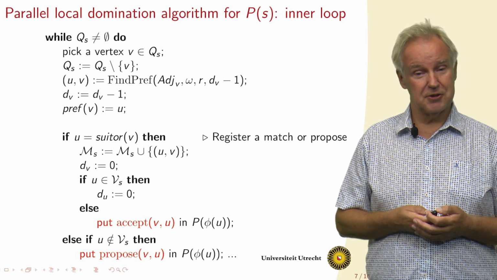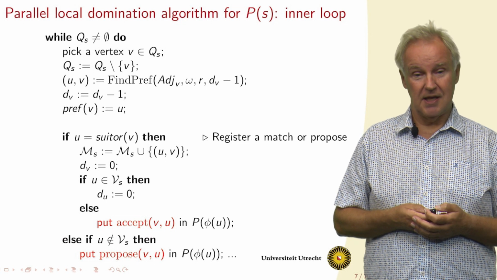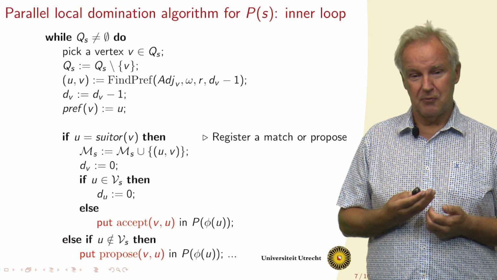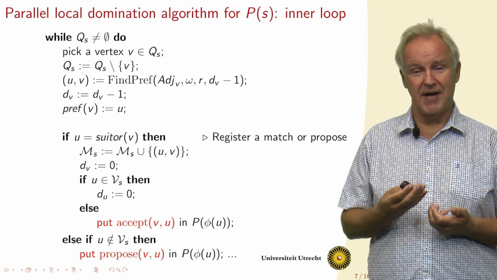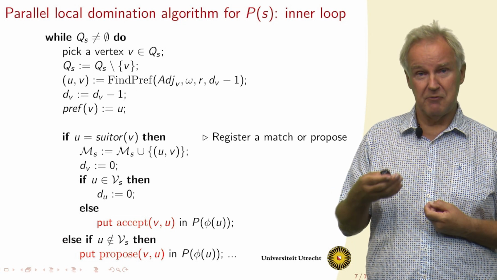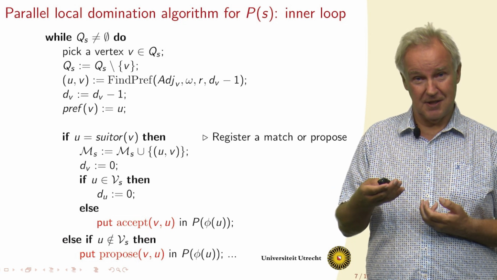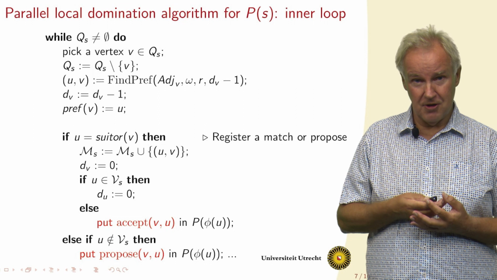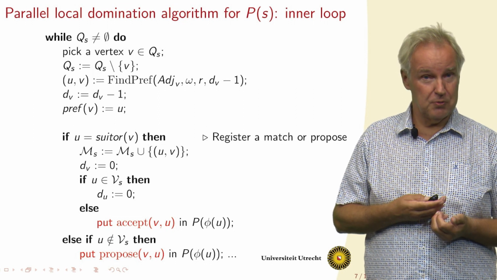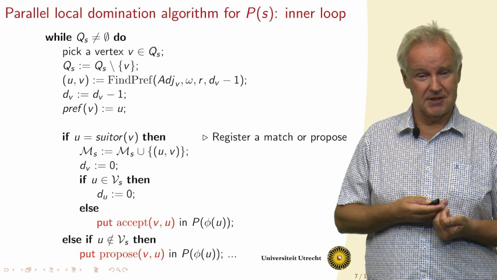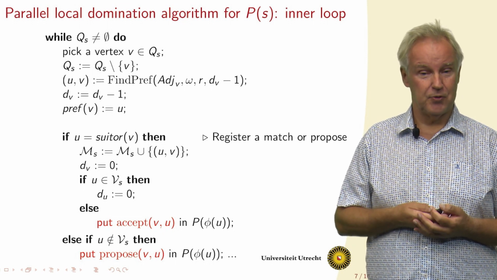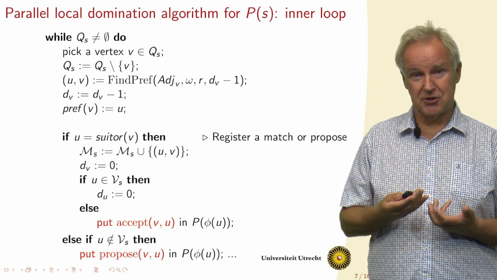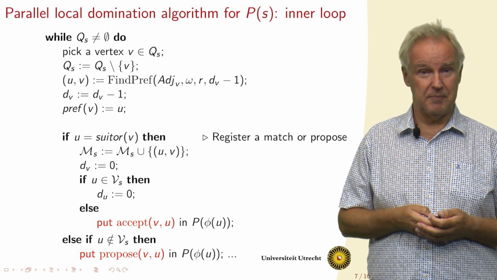Now if u is not the suitor of v, then in the case that it is local, we already could prevent that, because in the find preferences we will only look at suitors, because those have a chance. But for the non-local case, u could be not residing on processor S, then we send a proposal to the owner of u. So that's how we insert communication into this algorithm.